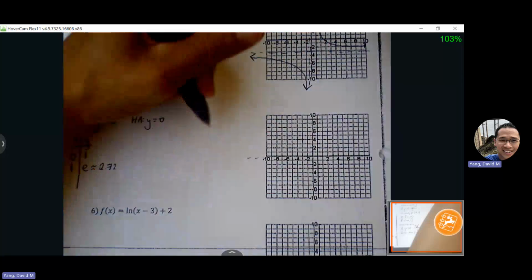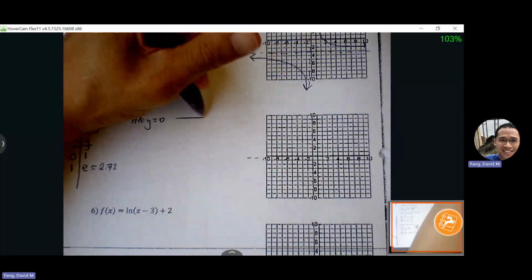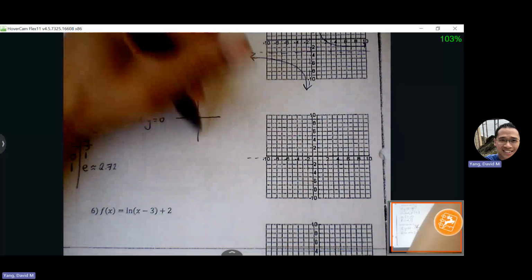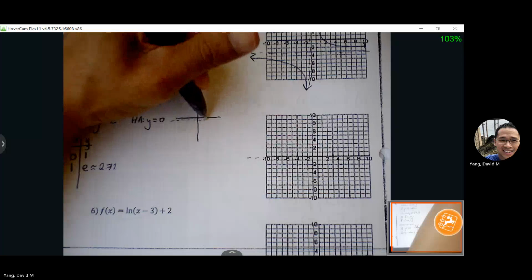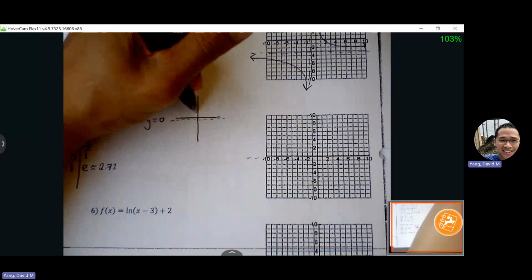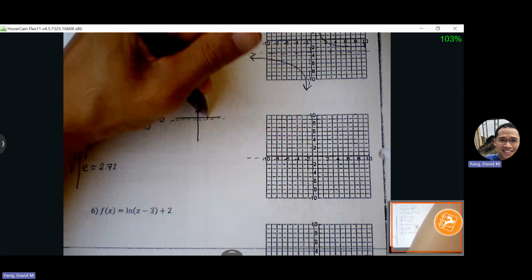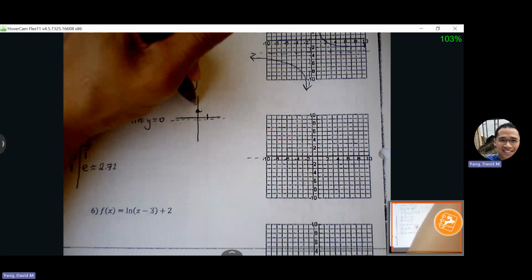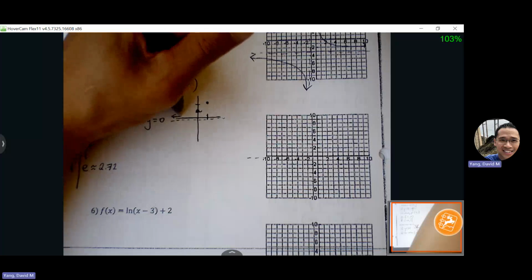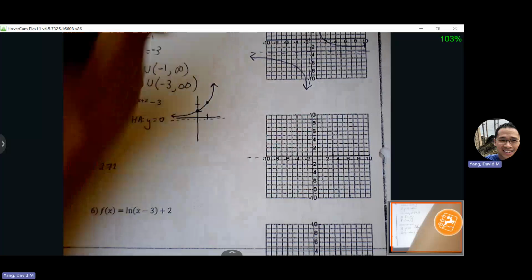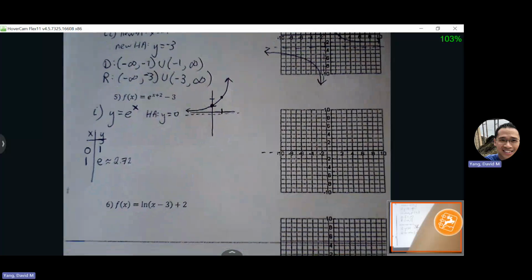Sorry, I'm not going to put it on this graph here. I'm just going to put it to the side so we can have a reference point. So 0, 1, and 1, e, which is 2.7. I'm just going to put it somewhere here. Okay, so this is how our graph normally looks, our parent graph, right? e to the x.